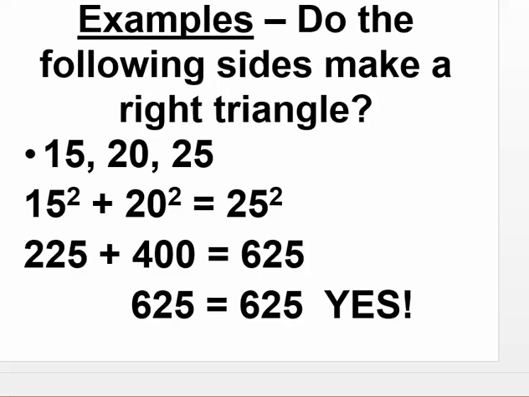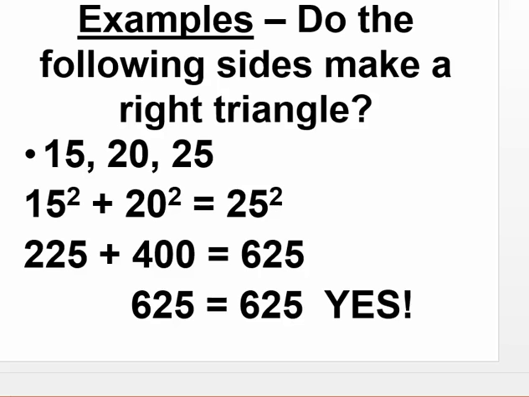Things we learned from this. Do the following sides make a right triangle? We have sides 15, 20, and 25. We know that 25 is the hypotenuse because it's the largest side. So 15 squared plus 20 squared is equal to 25 squared.